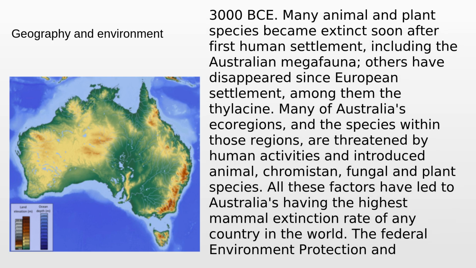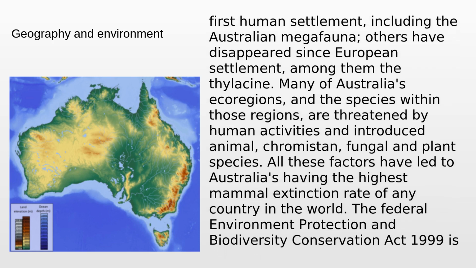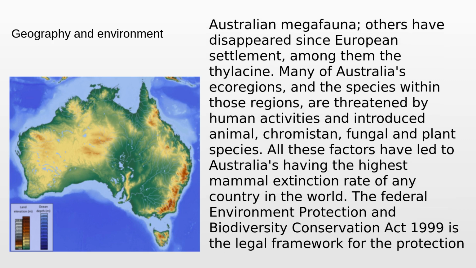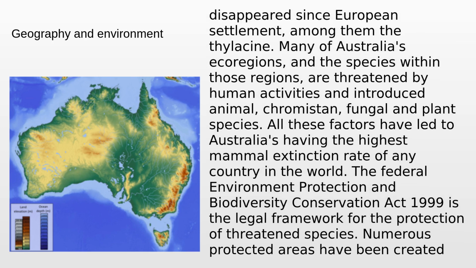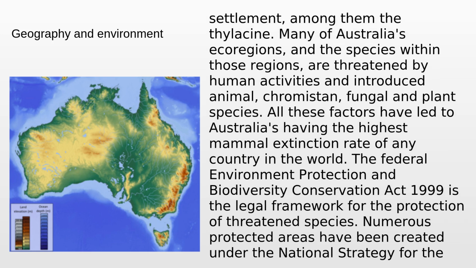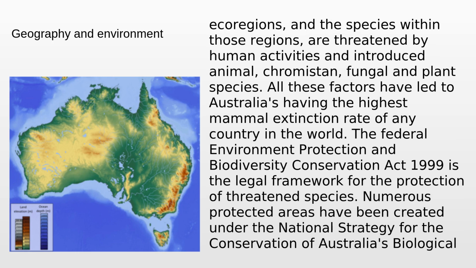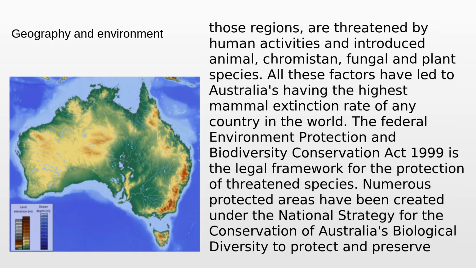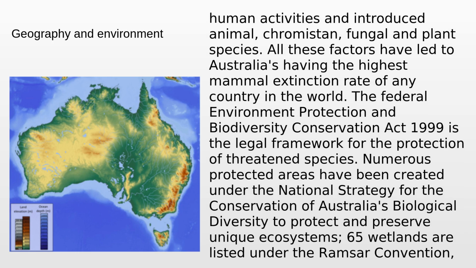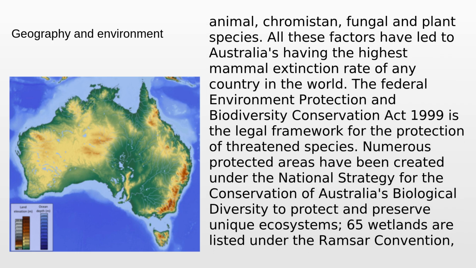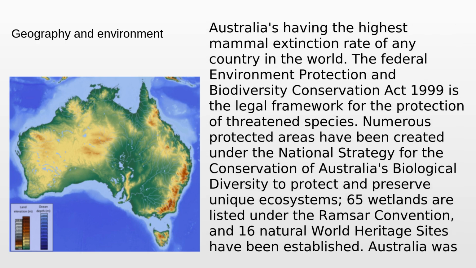Many animal and plant species became extinct soon after first human settlement, including the Australian megafauna. Others have disappeared since European settlement, among them the thylacine. Many of Australia's ecoregions, and the species within those regions, are threatened by human activities and introduced animal, chromistan, fungal and plant species. All these factors have led to Australia's having the highest mammal extinction rate of any country in the world.